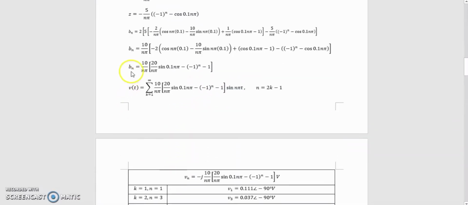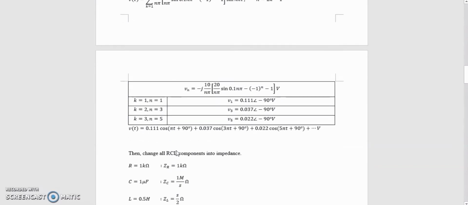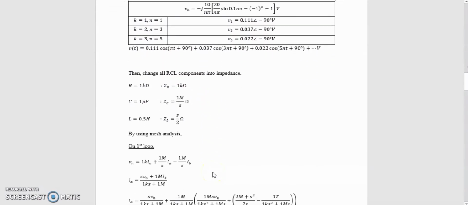Then we substitute Bn into the Vt Fourier series equation. We get the value Vn is this when n is 1, n is 3, and n is 5. Then change all RLC components into impedance.